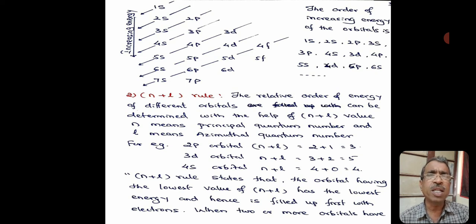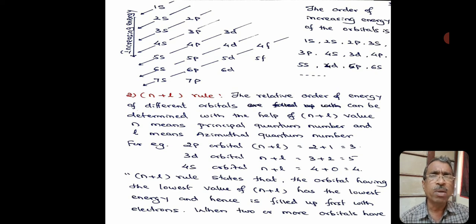Suppose I say the increasing energy of the orbitals is 1s, 2s, 2p, 3s, 3p, 3d, 4s, 4p, 4d, 4f, 5s, 5p, 5d, 5f. If it is like this, the n plus l values are different, and if we write diagonally, the n plus l values are different. So that is what we are going to study here. The relative order of energy of different orbitals can be determined with the help of the n plus l value. n means principal quantum number and l means azimuthal quantum number.